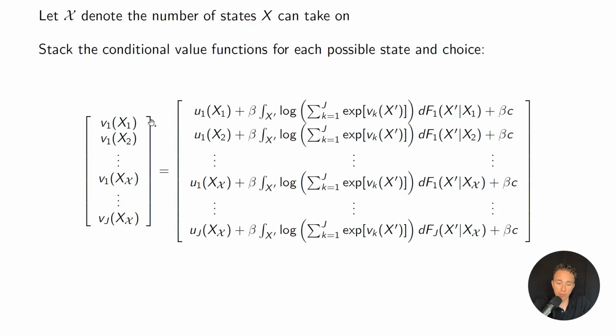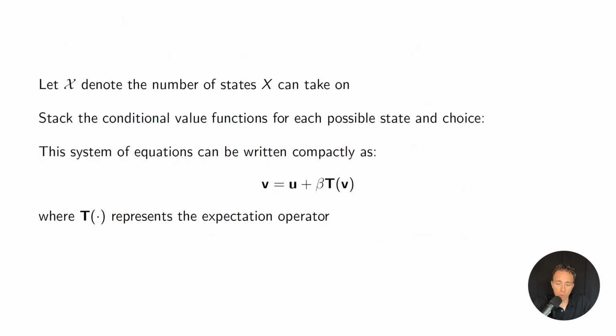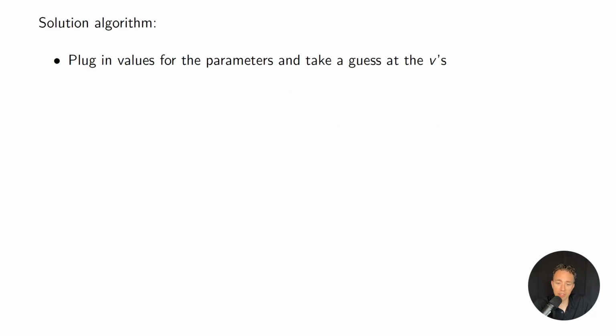So there's a lot of equations here, and we have all of our conditional value functions corresponding to whatever the little v is on the left, defined as they were on the previous slide. So once we do that stacking, we can more compactly write this system of equations as v equals u plus beta times t of v. And t is just going to represent the expectation operator, where that expectation is taken over both the epsilons and the state evolution. So how do we actually solve this?